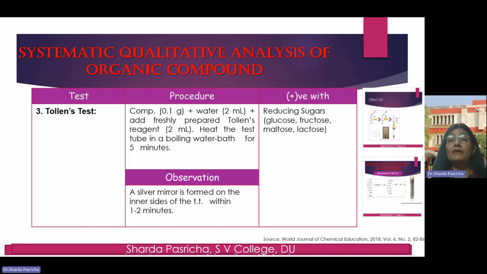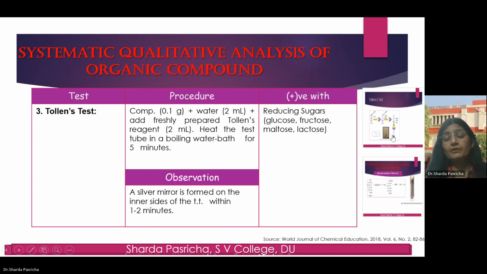Let us see. You will take 0.1 gram of the compound, add 2 ml of water, and then add 2 ml of freshly prepared Tollens reagent. Heat the test tube in a boiling water bath for about 5 minutes. So what will happen is you will get a silver mirror being formed at the inner walls of the test tube, which will confirm that the compound is a reducing sugar. It can be glucose, fructose, mannose, lactose, maltose, the disaccharides.